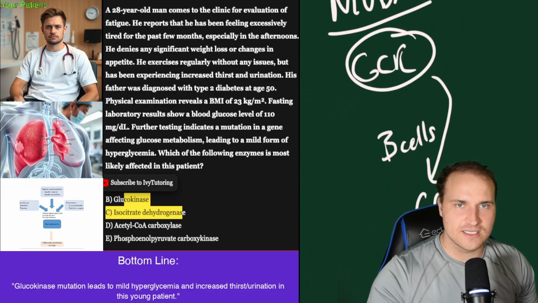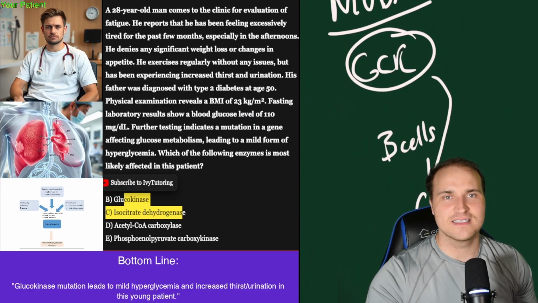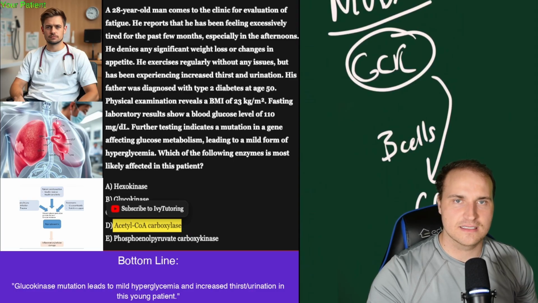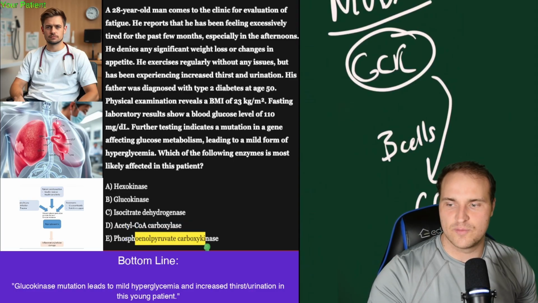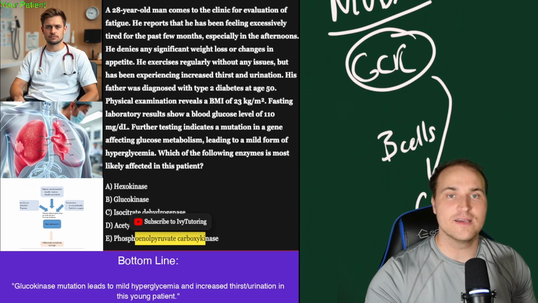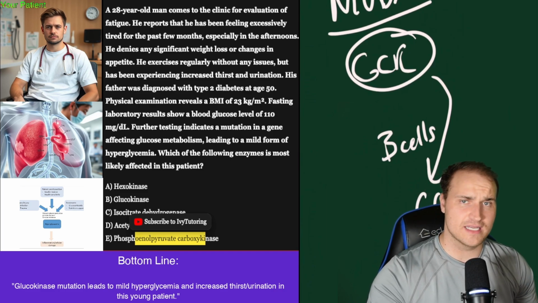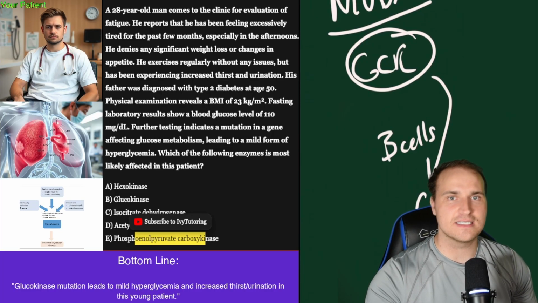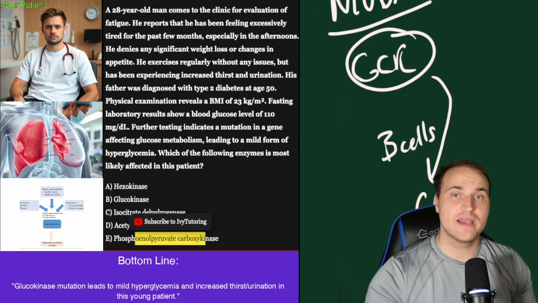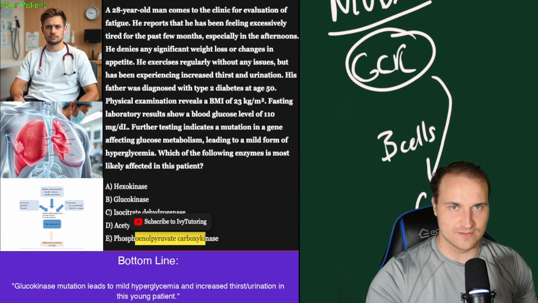Isocitrate dehydrogenase, that's a TCA cycle enzyme, and acetyl-CoA carboxylase, that's in fatty acid synthesis, and PEPCK is involved in gluconeogenesis, not related to sensing glucose or insulin release. And this is important because many people think diabetes always comes down to just insulin resistance or autoimmune destruction, but sometimes the pancreas just does not notice the sugar until it's a little bit too high, and that's MODY2. That's what this patient has.